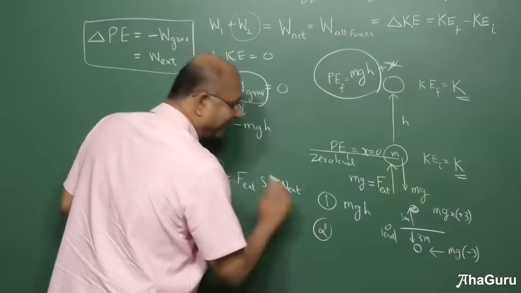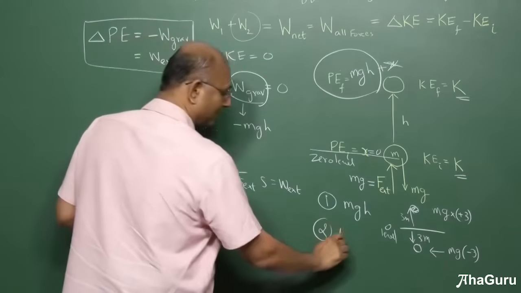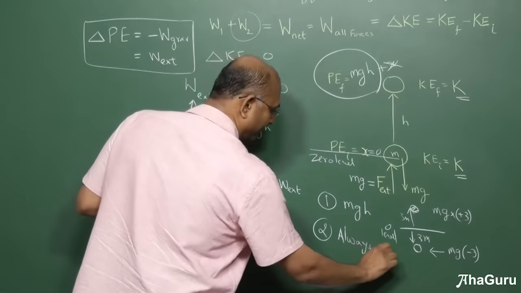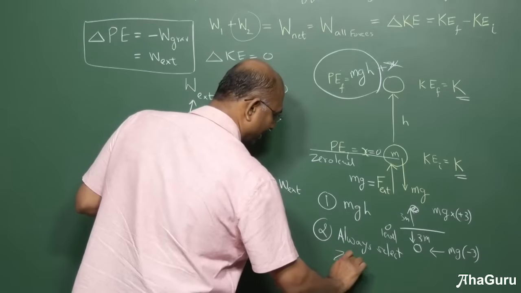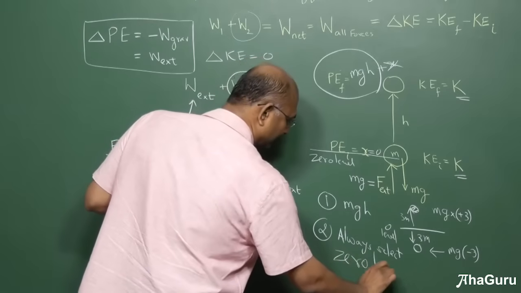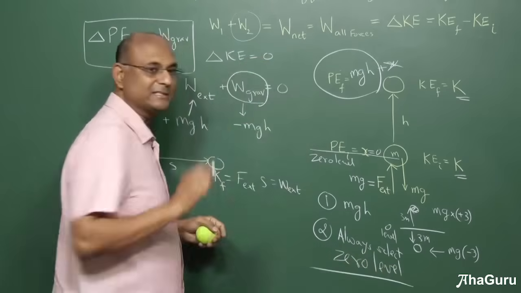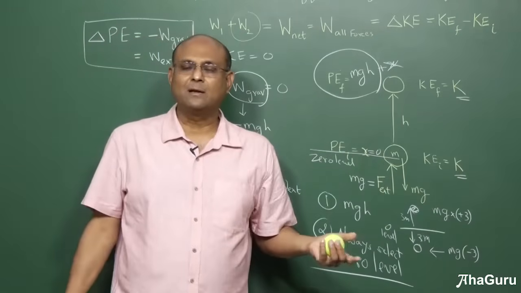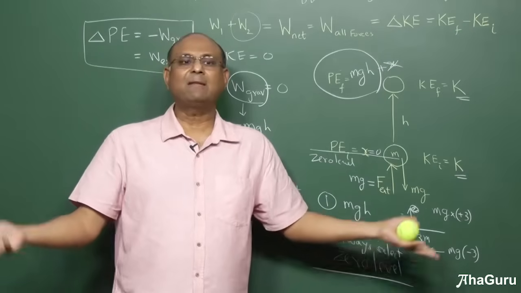Second, always select the zero level. Before you start talking about potential energy, you must select the zero level. Where should you select the zero level? Ground? Not necessary, anywhere you want.